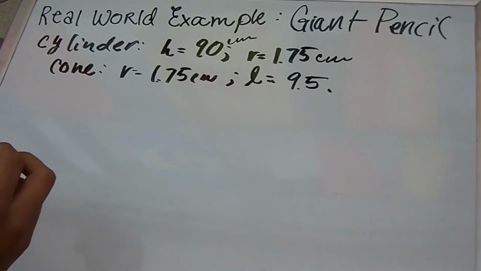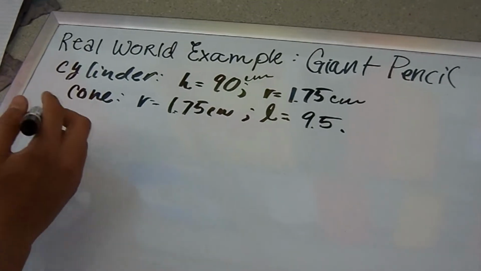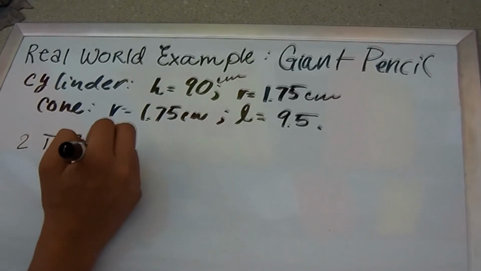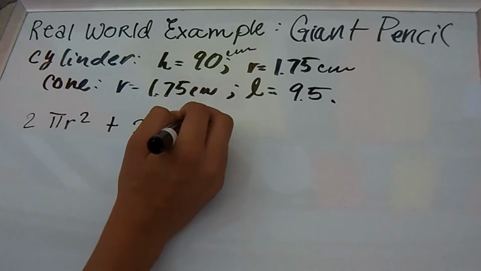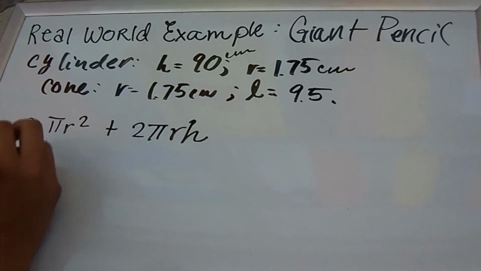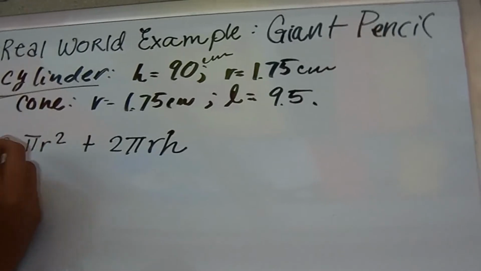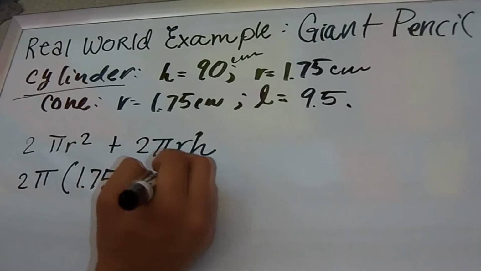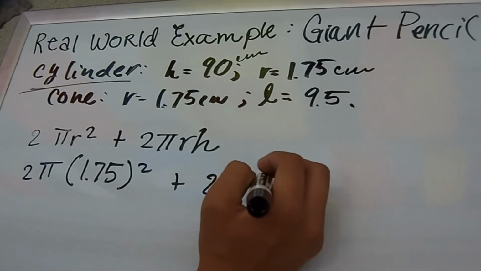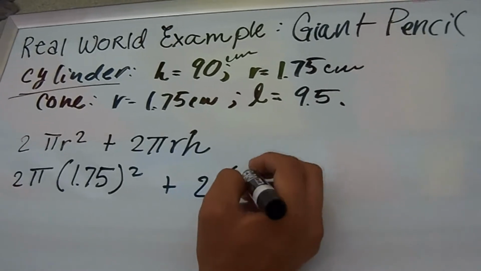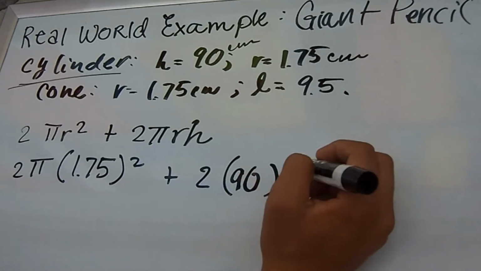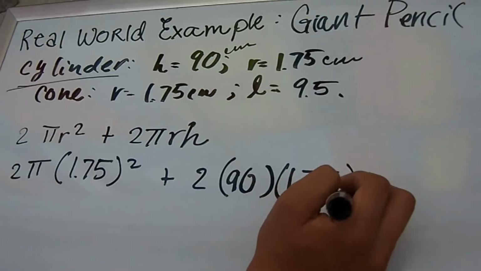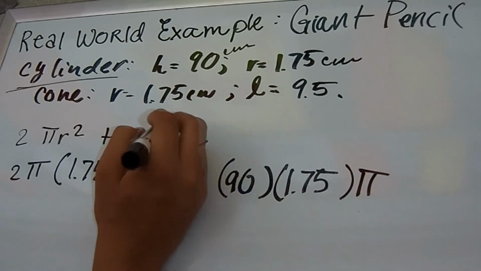So now, when we want to find the surface area of the cylinder, remember that the surface area equals 2 pi r squared plus 2 pi r h. Then you plug it in for the cylinder. That would be 2 pi times 1.75 squared because it's a radius, plus 2 times 90, which is the height, times 1.75, which is your radius, times pi. Don't forget your pi's.